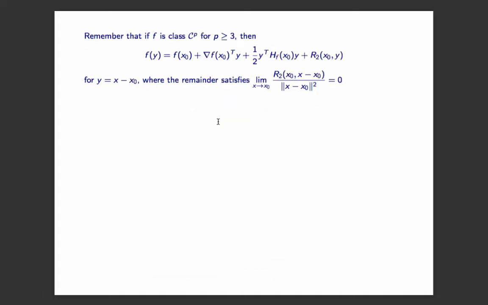Now, remember that if f is class C^p, where p is at least 3, then f of y is, according to the Taylor expansion, f of x naught, of course, x naught is in the domain of f, where it's class C^p, plus the gradient of f at x naught transpose y, plus 1/2 y transpose times the Hessian times y, plus some remainder term, where y is the distance of x to x naught. Now, the remainder not only goes to 0 as x goes to x naught, but more so, even when divided by the norm of x minus x naught squared, I get 0. In other words, this numerator goes to 0 faster than this quadratic rate of x going to x naught.